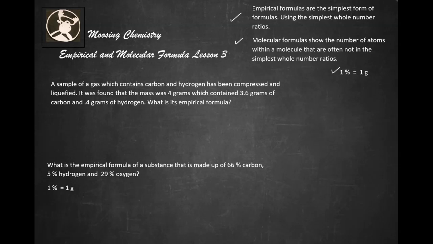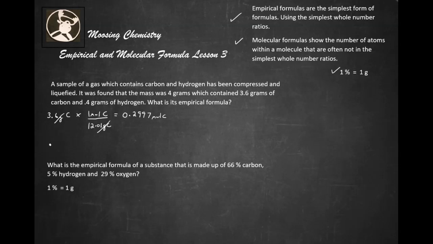Okay, so what we're going to do is take 3.6 grams of carbon and turn it into moles of carbon. So remember, it's a molar ratio. Now, where did that 12.01 grams come from? It came from the periodic table. So it's going to give you 0.2997 moles of carbon.